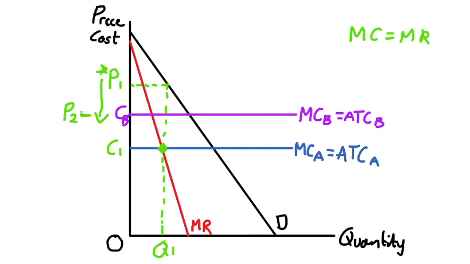So the short-term strategy is to reduce prices to P2 for the incumbent and then increase the price back up to P1 after it has driven out its rival.